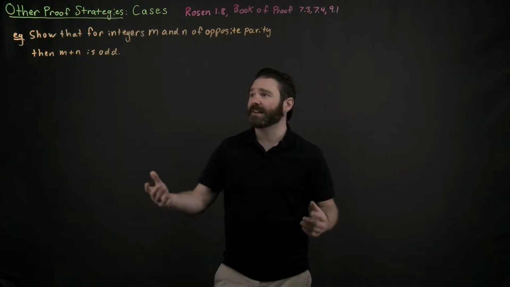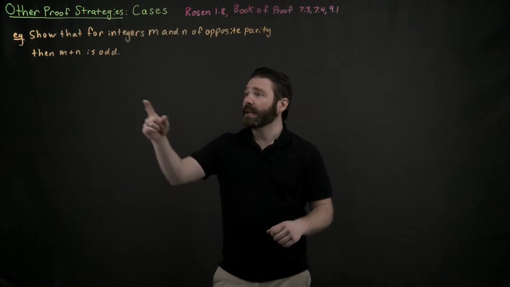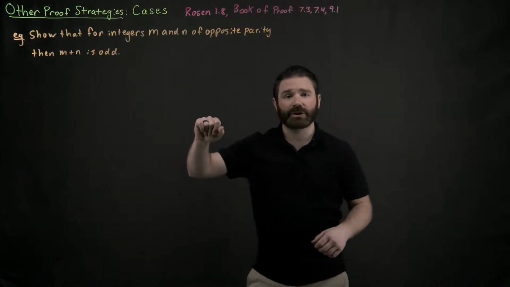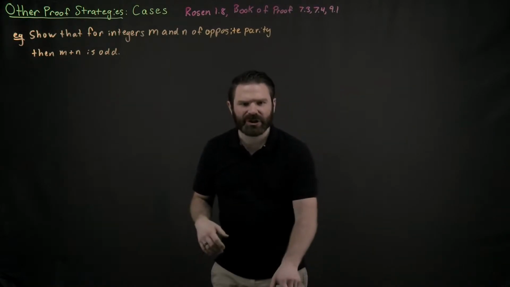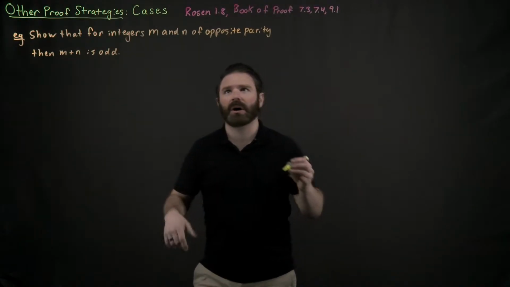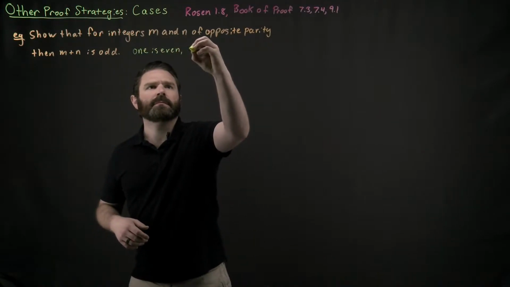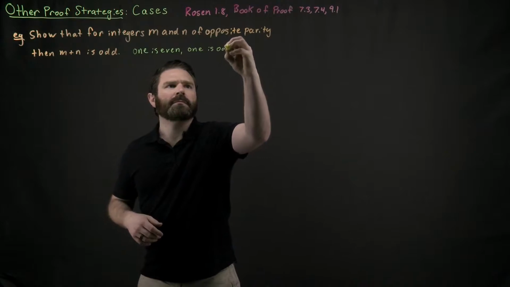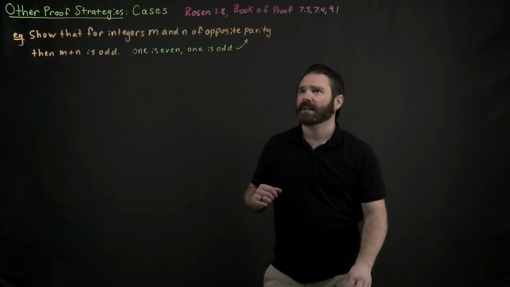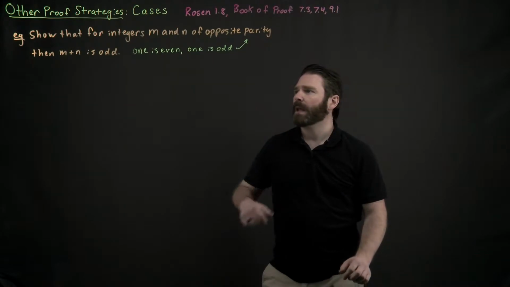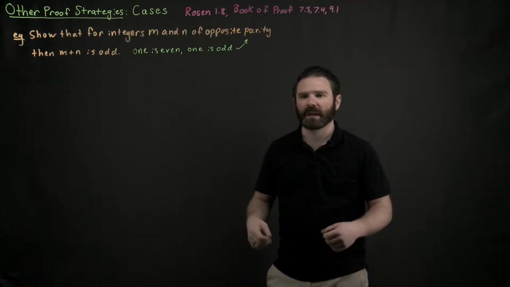So let's go ahead and look at another example of a proof that uses cases. Here we're asked to show that for integers m and n of opposite parity, and opposite parity just means one of them is even and one is odd. So that's what it means to have opposite parity. We want to show that m plus n is odd.